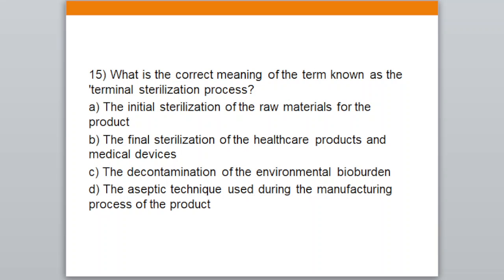Next question. What is the correct meaning of the term known as terminal sterilization process? Your options are A. The initial sterilization of the raw materials for the product, B. Final sterilization of the healthcare product and medical devices, C. The decontamination of the environmental bioburden, D. The aseptic technique used during the manufacturing process of the product. So your correct answer is B. The final sterilization of the healthcare product and the medical devices.